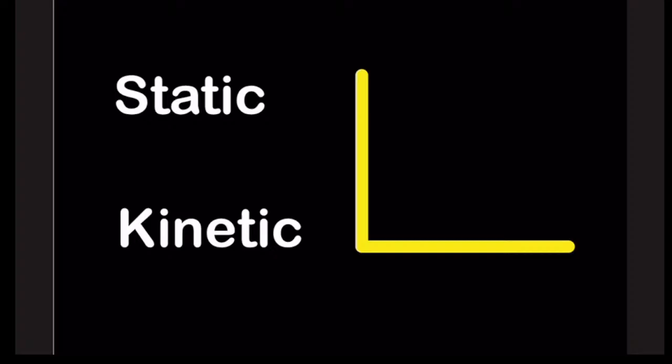So we have static friction, and this is what we get when we push on an object that is static. It is not moving, and we're going to try and get it to move. And we also have kinetic friction, which is the friction when we already have an object that is moving. And what we're going to see here is that they are a little bit different.